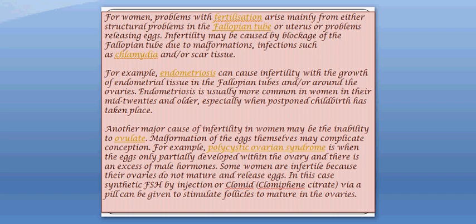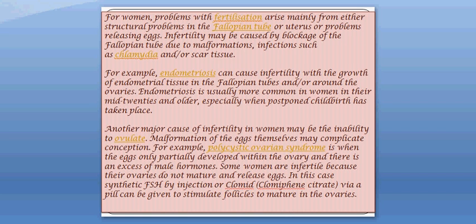Another major cause of infertility in women may be the inability to ovulate. Malformation of the eggs themselves may complicate conception. For example, polycystic ovarian syndrome is when the eggs only partially develop within the ovary and there is an excess of male hormones. Some women are infertile because their ovaries do not mature and release eggs.